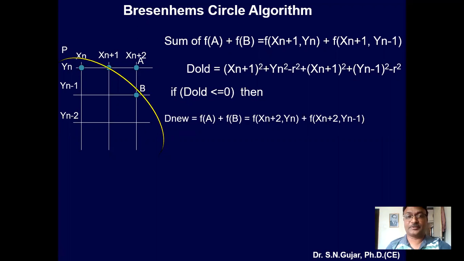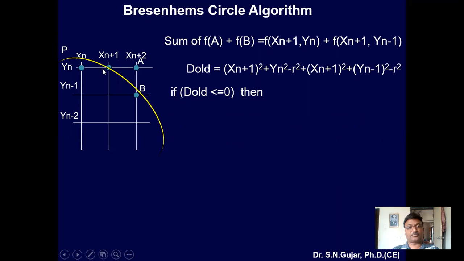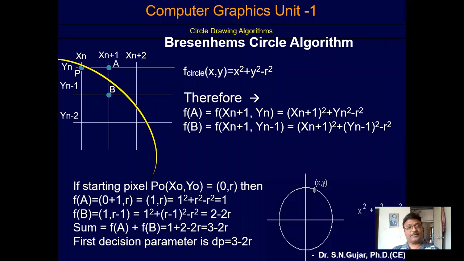You understood it? That d old is less than or equal to 0. Then you can calculate the d new value. What is the d new value? F of a. So that's it. The previous image and this image you have to see. So that's the difference. Here I am passing this x and y n. Now I am going to pass in A.